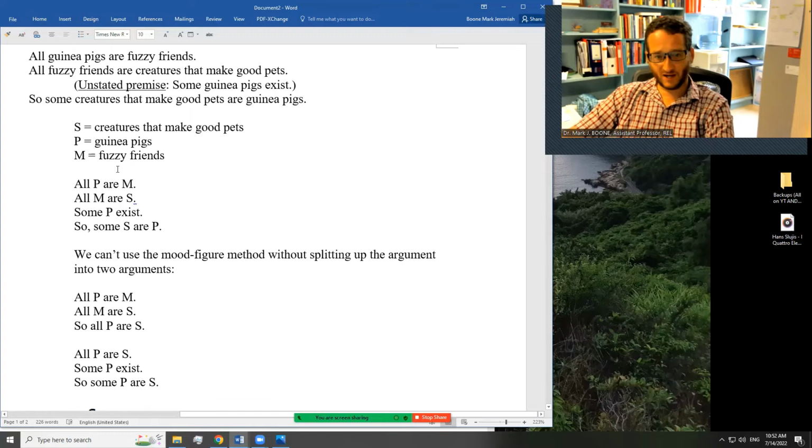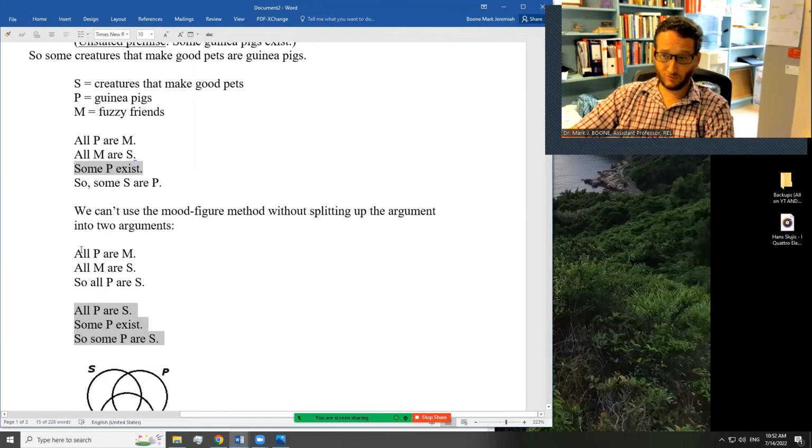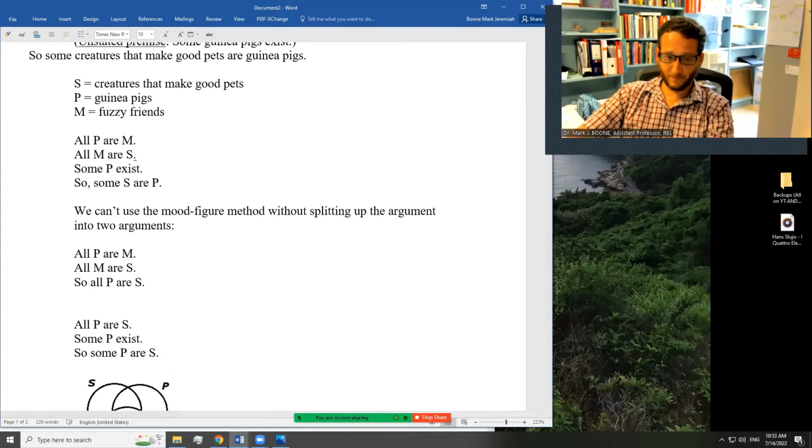In other words, extract the implicit, validly, totally guaranteed conclusion of these first 2 premises, give it over here in a separate argument, and then use that with your unstated premise, the unstated premise we added that some P exists, to get a 2-step syllogistic process, a chain of 2 syllogisms. And then you could test this one using the mood figure method.